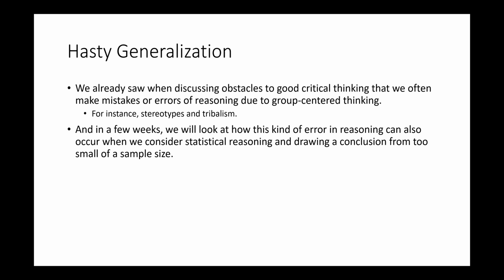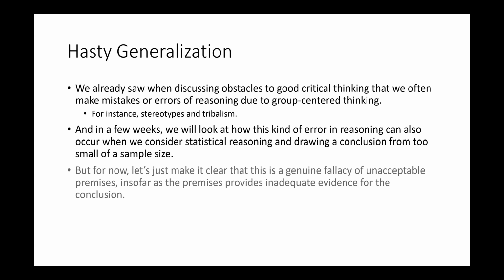When we're using this sort of data, either causal information or statistical information, where we're trying to draw some conclusion from that information based upon too small of a sample size, which ends up making it a hasty generalization. But for now, for the purpose of this video, let's just make it clear that this is a genuine fallacy, a fallacy of unacceptable premises, insofar as those premises provide inadequate evidence for the conclusion. We just don't have enough information to draw the more general conclusion that is attempting to be derived.